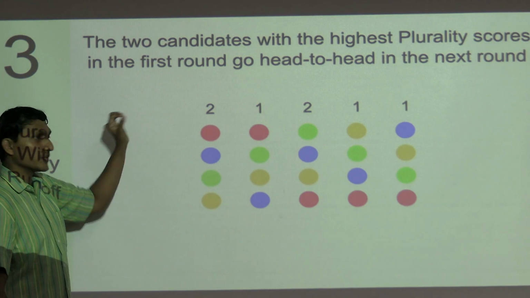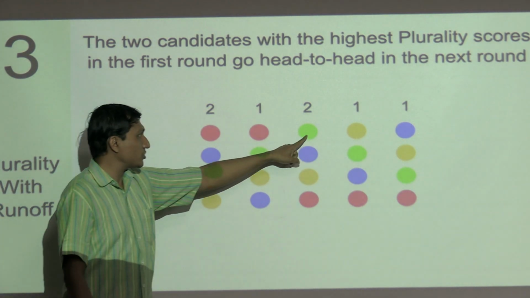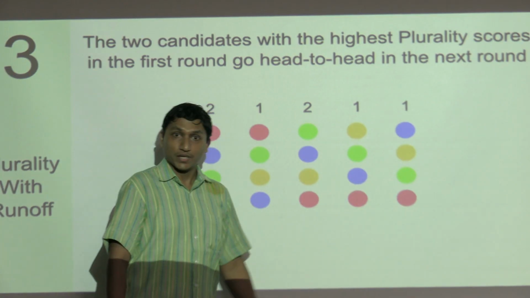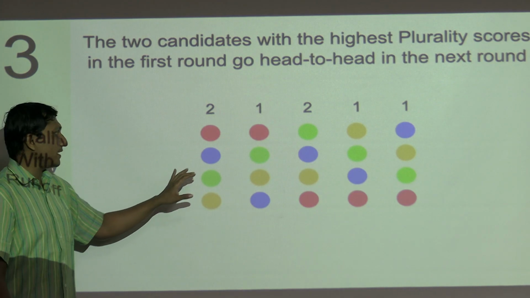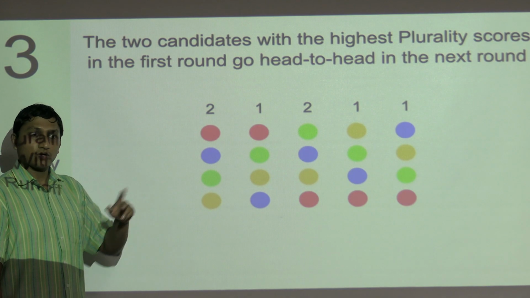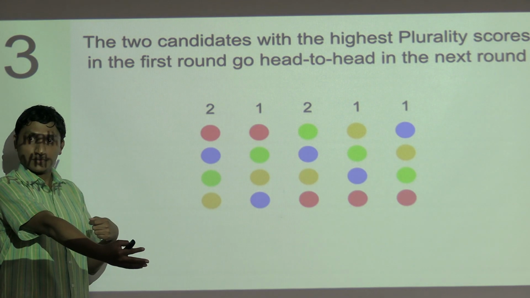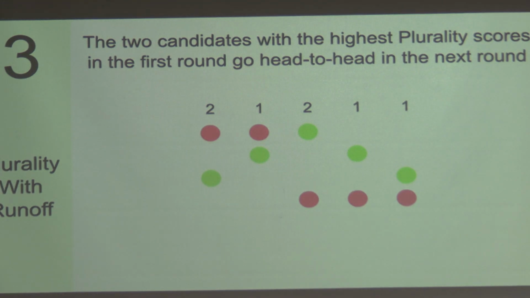Let's go step by step. Let's look at the red candidate. What is the plurality score of red? 3, right? For green it's 2, yellow is 1, and purple is 1. So in this rule, you don't just select the candidate with the highest plurality score in the first go. You select the top 2, because then you will do a head-to-head between them in the next round. Who are the top 2 here? Red and green, because red has 3, green has 2. The others have the lowest plurality scores, so you discard them. This is what you're left with after the first stage.